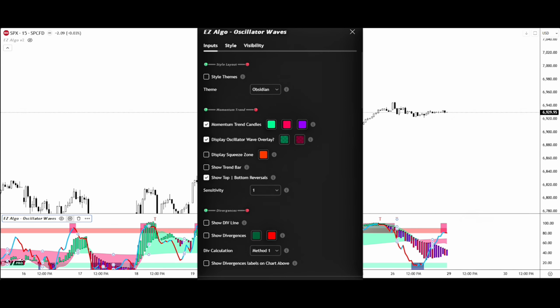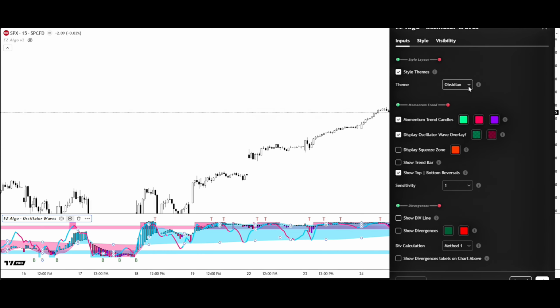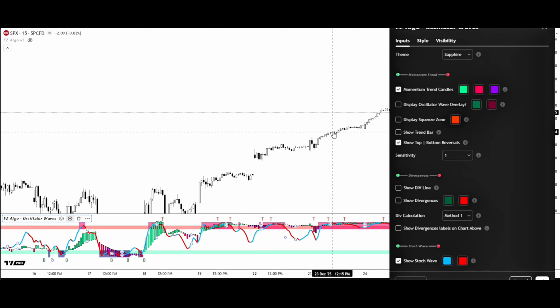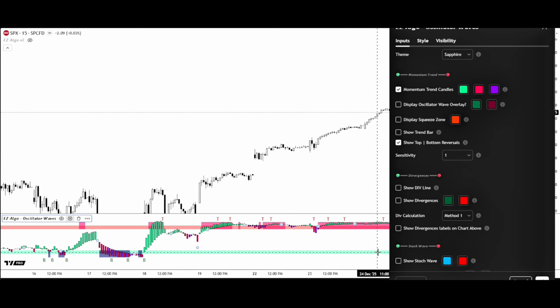Now taking a look at our settings, we have a few different color themes. If you want to change the entire color layout for it, maybe something darker, maybe something lighter, you can do that. We can turn some of the indicators off if you just want, let's say, just the oscillator candles to populate on the chart. You can do that.